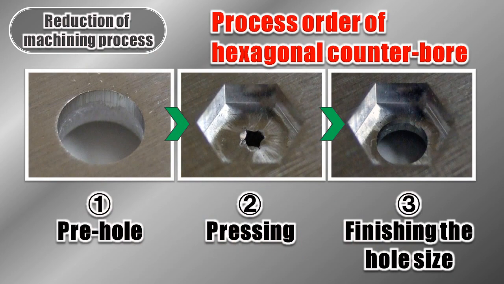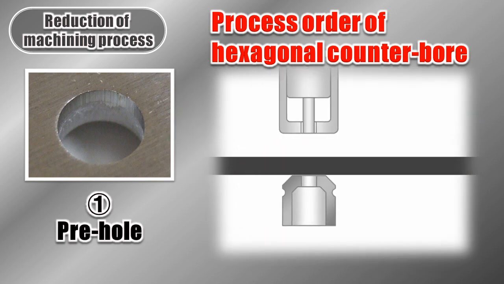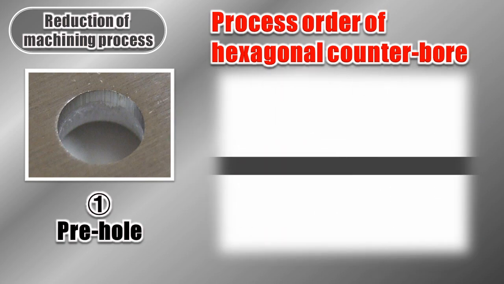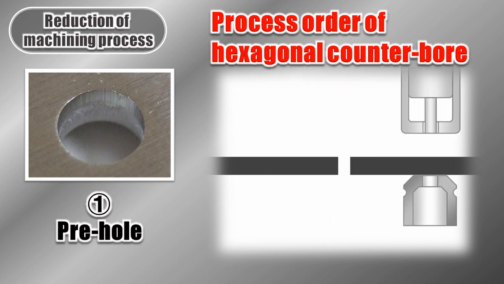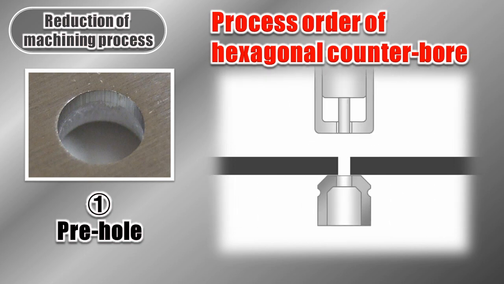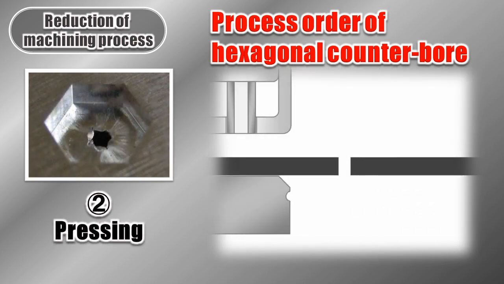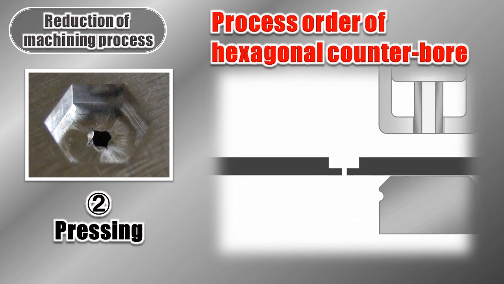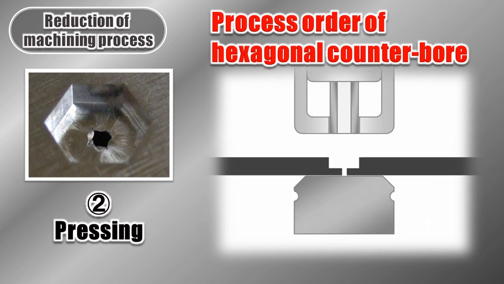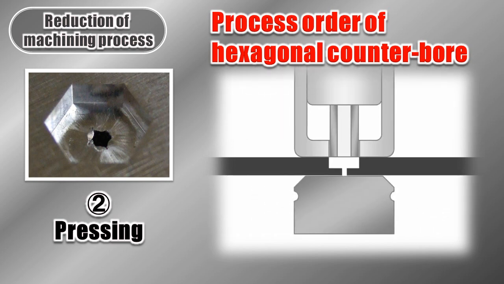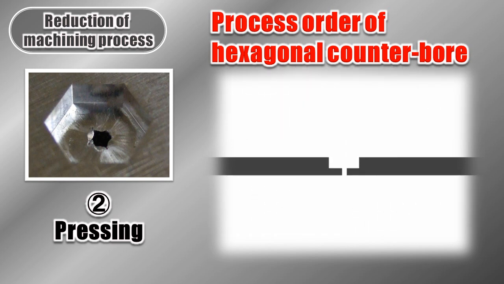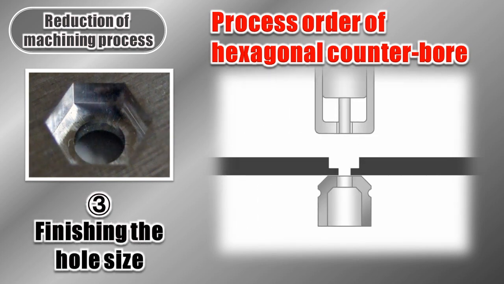It is processed in 3 steps in the order of pre-hole, pressing, and size finishing. When you see how it is processed in animation, it looks like this. The first step is making a pre-hole. The second step is pressing the sheet thickness with a special hexagon tool. The pre-hole made during the first step is made to prevent the material from deforming during this pressing process. The third step is fixing the hole size to complete the hexagon counter bore.